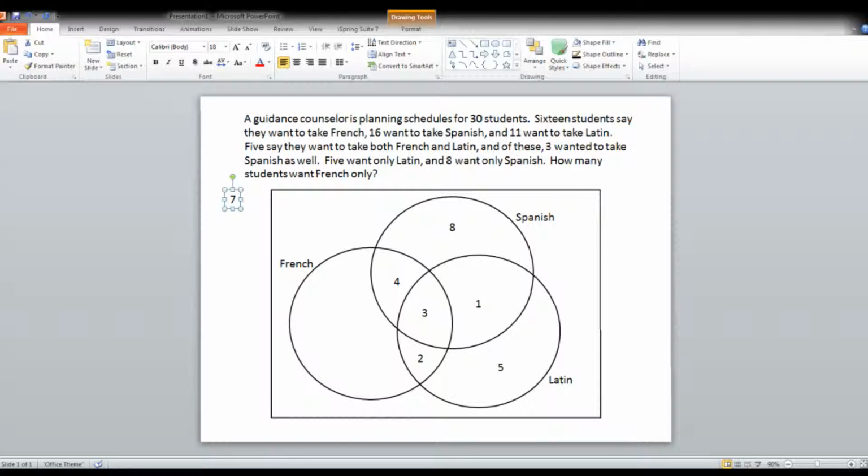So how many students want to take only French? I'm just going to put this in red here. 7. There's 7 students who only want to take French.